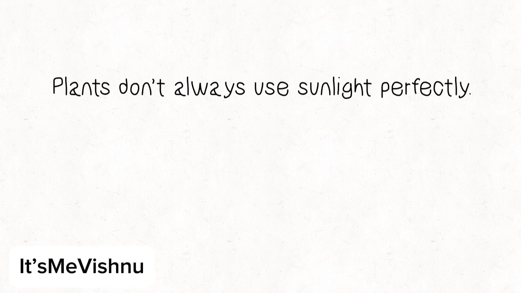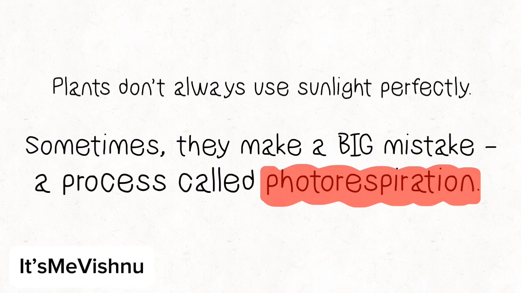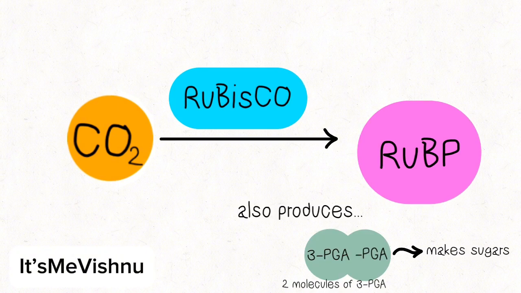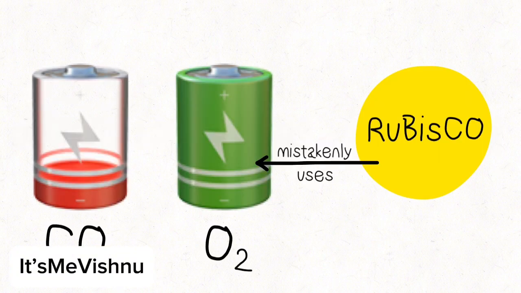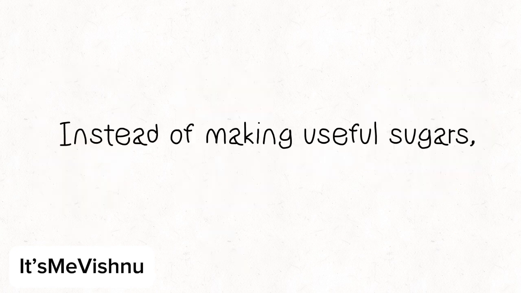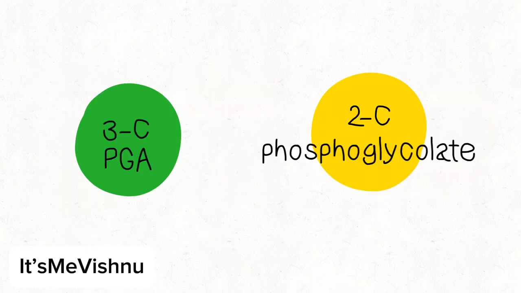Plants don't always use sunlight perfectly. Sometimes they make a big mistake, a process called photorespiration. Normally, the enzyme Rubisco fixes carbon dioxide to RuBP, producing 2 molecules of 3-PGA which go on to make sugars. But here's the catch. Rubisco can bind to both carbon dioxide and oxygen. When carbon dioxide levels are low or oxygen is high, Rubisco mistakenly uses oxygen instead of carbon dioxide. Instead of making 2 useful sugars, the reaction produces one 3-carbon PGA and one 2-carbon phosphoglycolate.